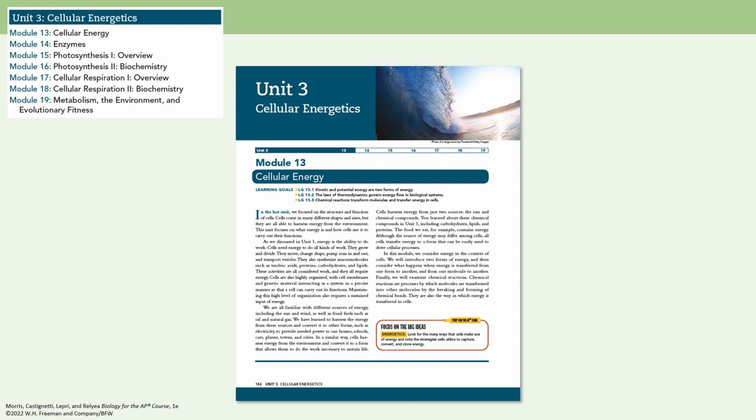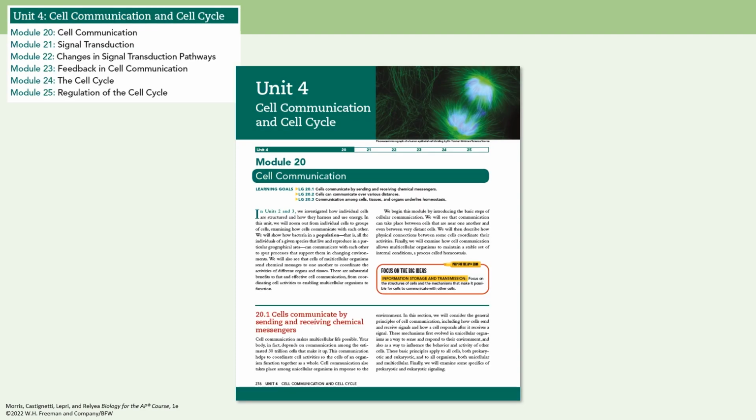Unit 3 addresses the harnessing and transfer of energy from the sun to food to ATP, as well as the role of enzymes in these and other cellular processes. Once again, not only is the big idea of energetics obviously embedded in this entire unit, but Module 19 connects metabolism, the interaction of the environment, with the big ideas of interactions and evolution. The next questions are: how do cells replicate, and how do they know when to do so? Unit 4 discusses cell communication, also referred to as cell signaling, and the cell cycle.